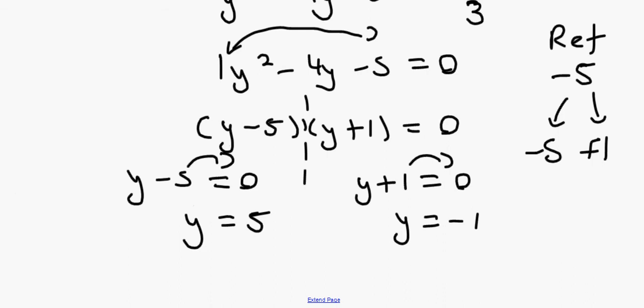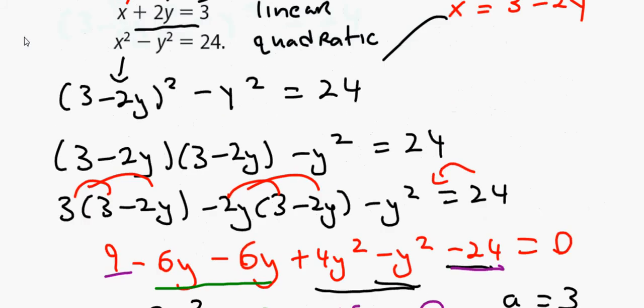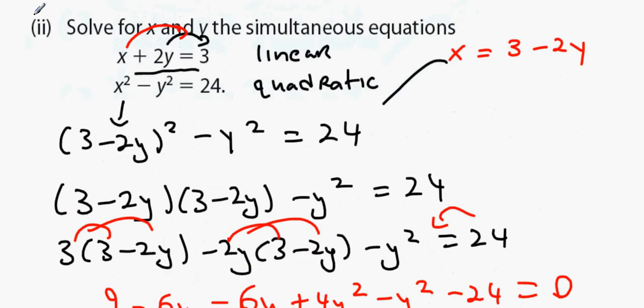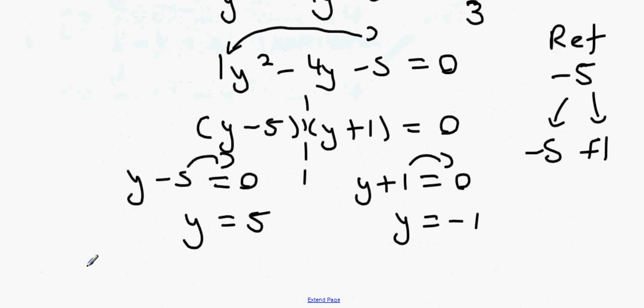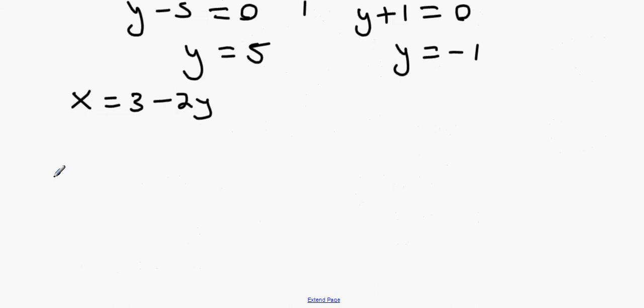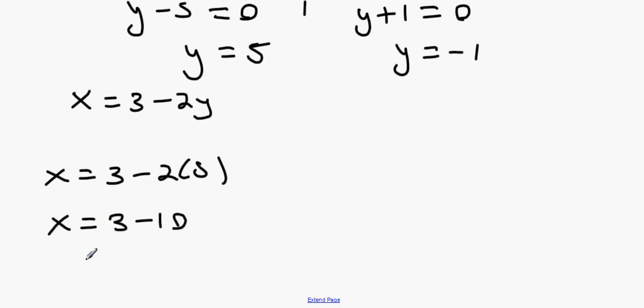Now, I didn't figure out what x is, okay, so I had to figure out what x is. So x is equal to 3 minus 2y. And because x equals 3 minus 2y, when y is equal to 5, x is going to be 3 minus 2 times 5, x is going to be 3 minus 10, x equals minus 7. So when y equals 5, x equals minus 7. We can put that into a box here.